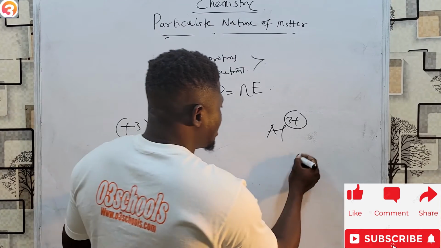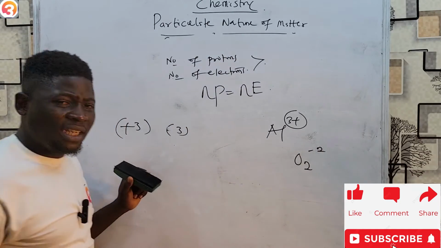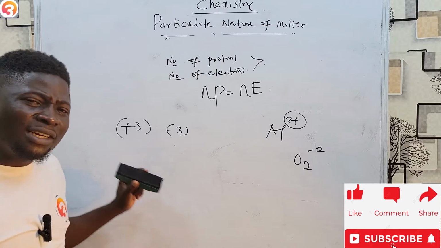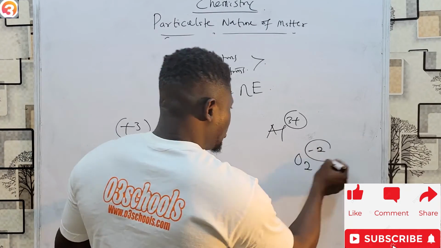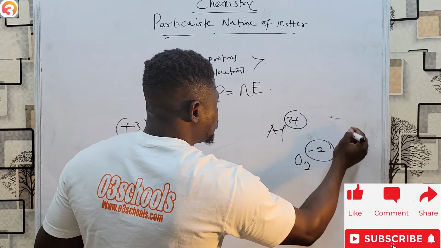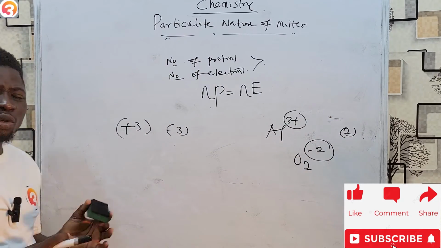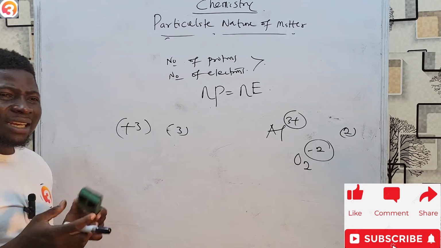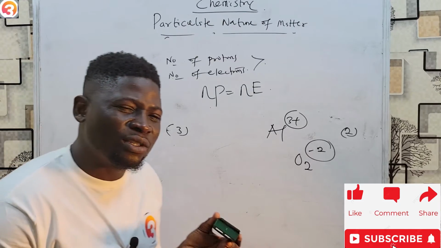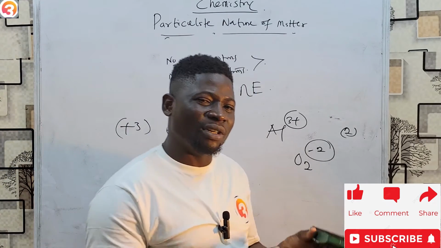Then if we say, let's say oxygen O2-, if you have an atom like this, O2-, I'm trying to tell you that the number of electrons here is more than the number of protons, not by +2 now, but by 2 also. So you have to take note of that. The magnitude of the charge usually indicates the excess.